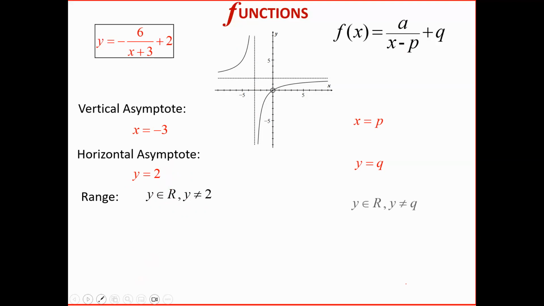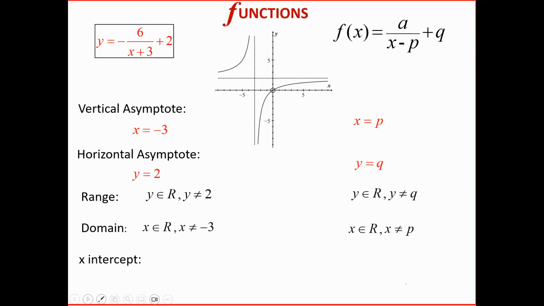In a similar way, we can talk about the domain. And for the domain, we would say x can be anything, x an element of reals, except x not equal to, and you can see it to be minus 3. So looking at the general form, when we determine our range, it's y an element of reals, comma, y not equal to the q value. And for your domain, x an element of reals, x not equal to the p value.